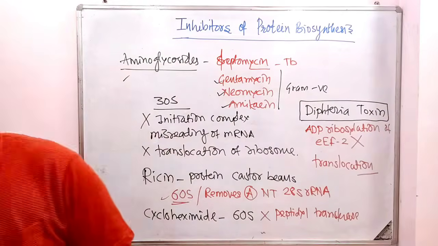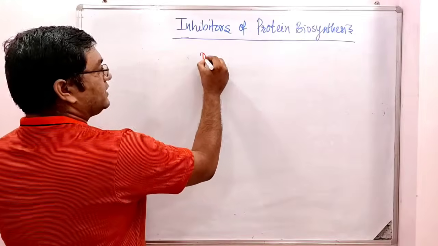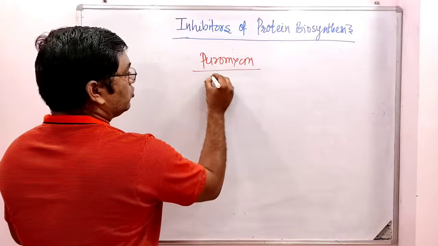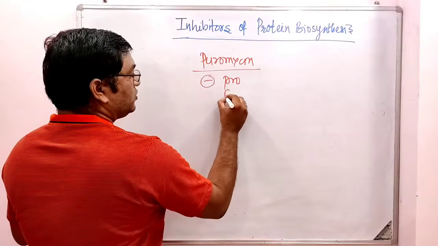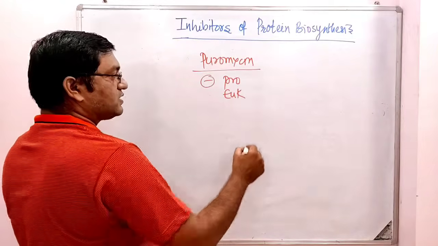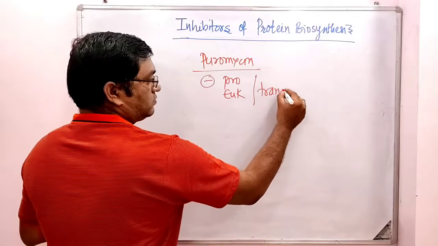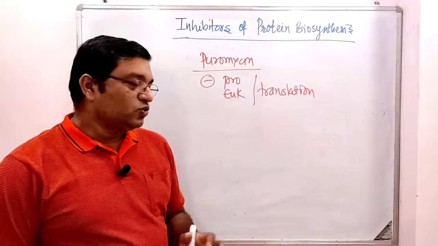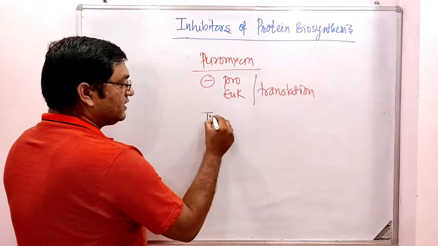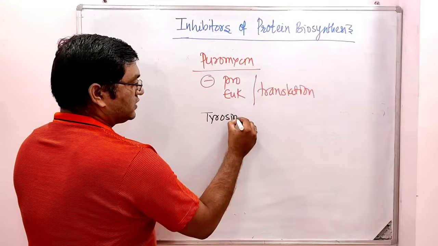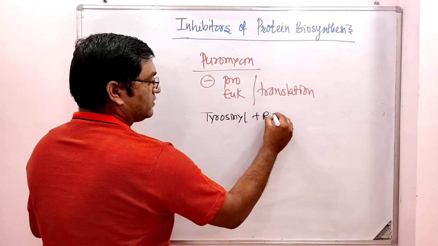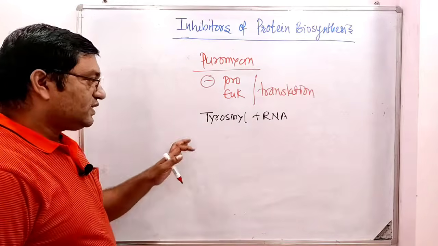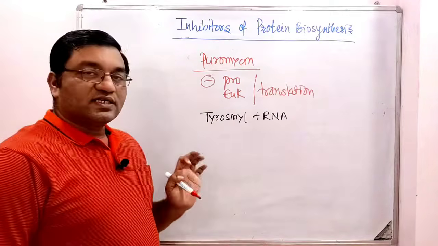Okay, we'll see puromycin. It is an important MCQ, that puromycin inhibits both prokaryotic and eukaryotic translation. It is structurally similar to tyrosyl tRNA. So it is incorporated in the translation process.